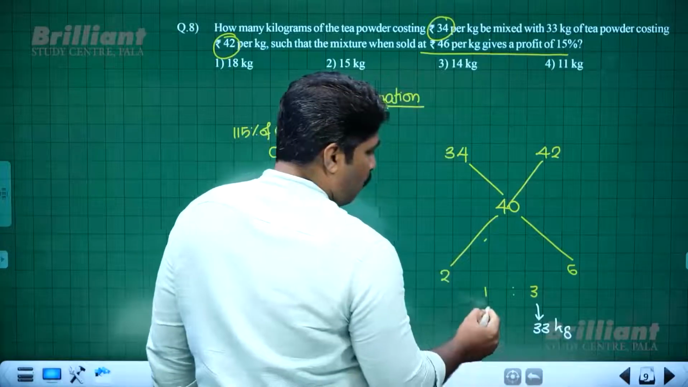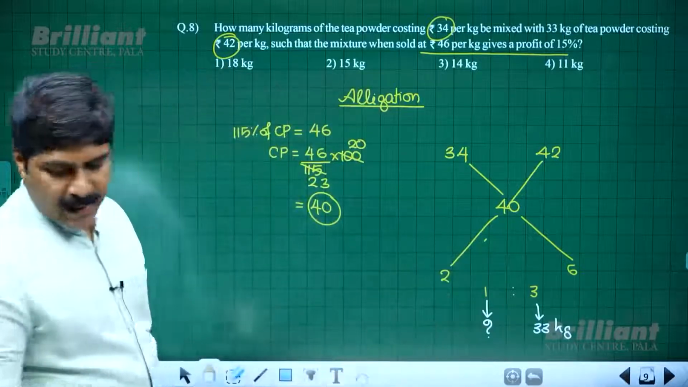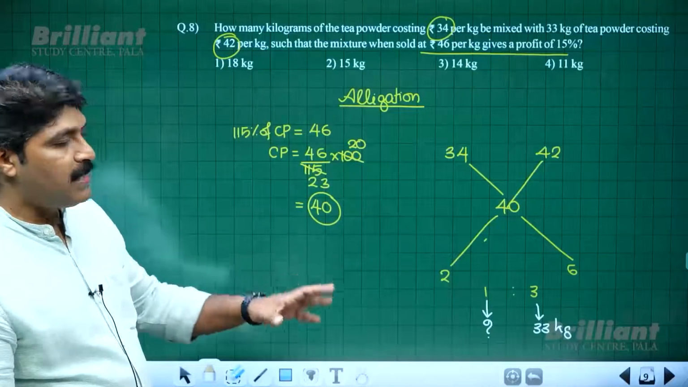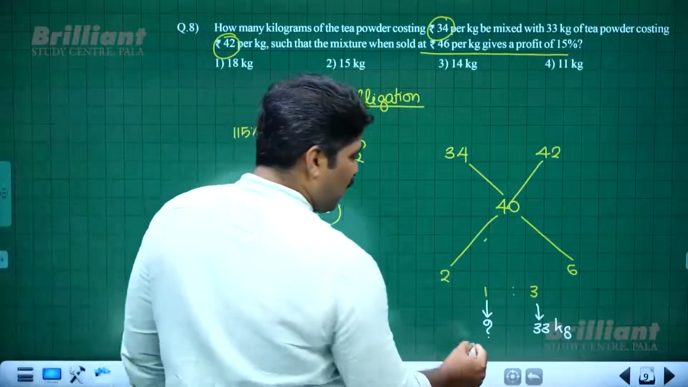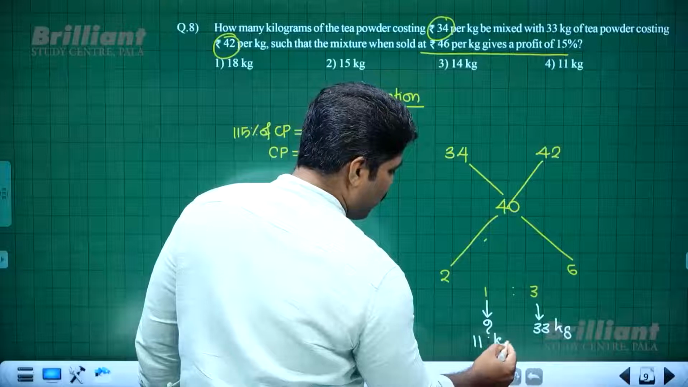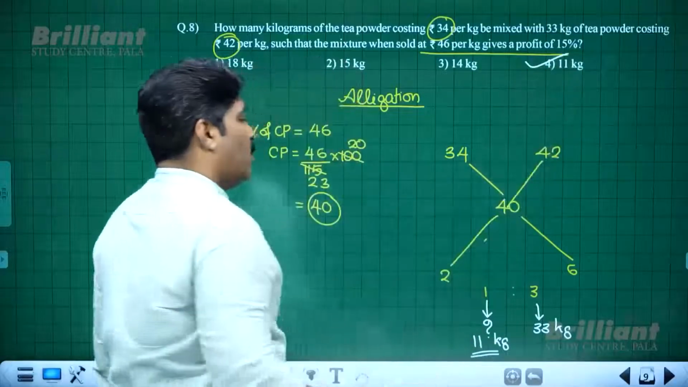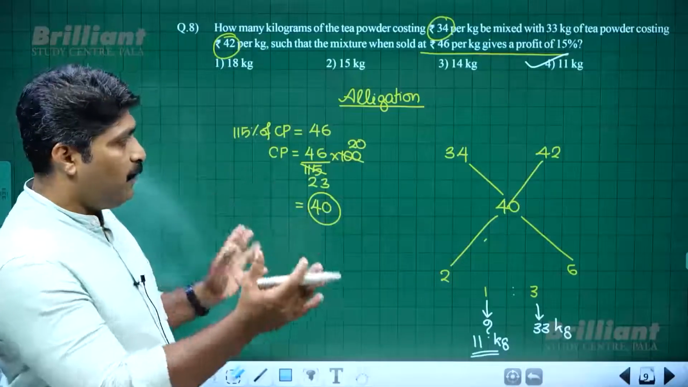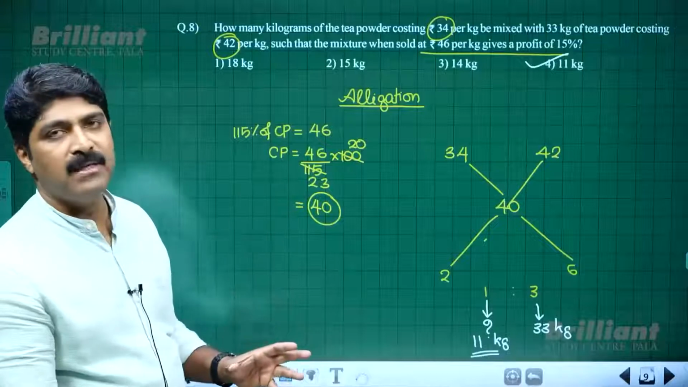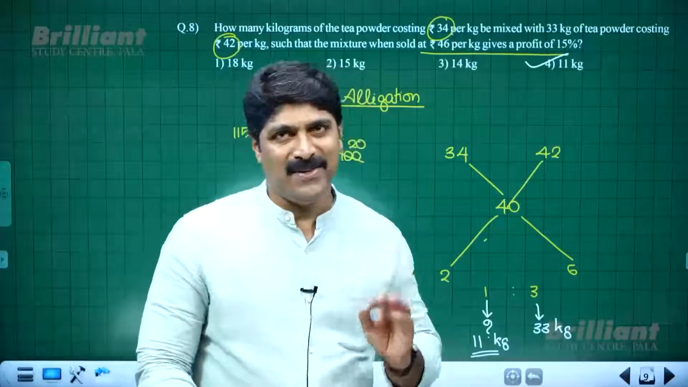Then what should be the value of the first variety? Here this 3 is representing 33 kilograms. Therefore this 1 is representing how much? This is equal to 11 kilograms. Hence the answer is option 4. So understand that method of allocation. It's a very useful, very simple method for finding these types of weighted average calculation situations.